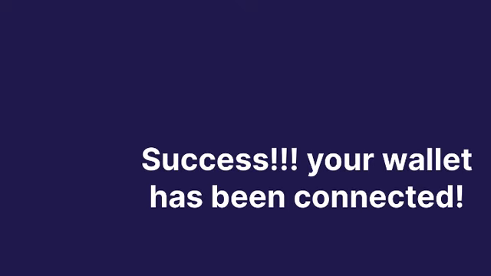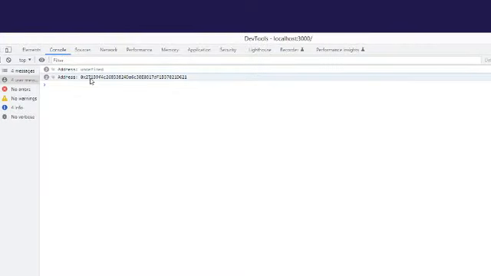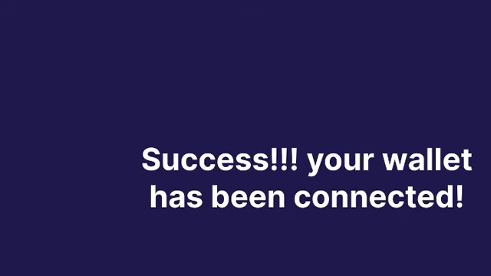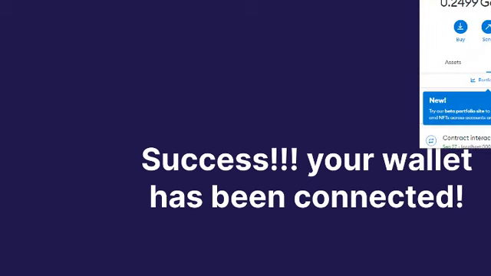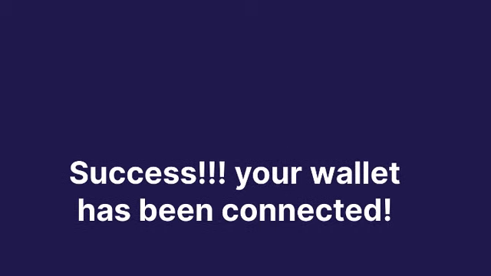Yeah, so I've already connected, so it says success, your wallet has been connected. If I press F12, you can see this is my address. At first it was undefined, but now I have the address because I've already connected. My wallet is right here. I'll show you my wallet. Just a second. Yeah, I think it doesn't show for some reason.